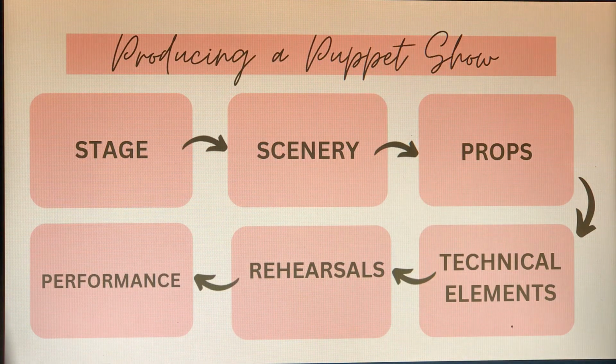So next we have producing a puppet show. So first we have the stage. So syempre, the stage is the most important in performing a show. So without a stage, we cannot perform. Next is the scenery. From the word itself, scene, it is about the appearance of the background that is related to the story you will show. It will be an advantage that gives more attraction to the audience.